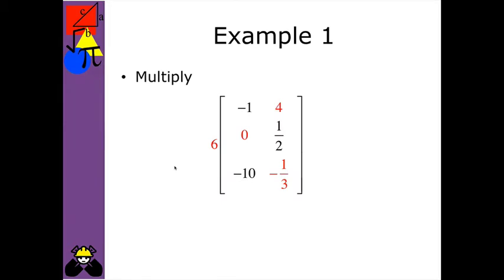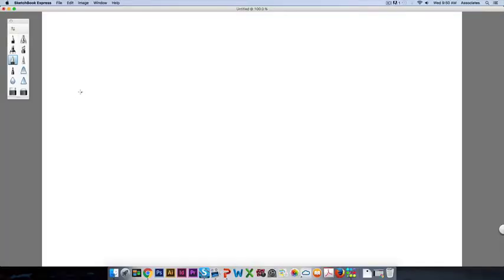So here's an example. I want to take 6 times the matrix, negative 1, 4. Row 2 would be 0, 1/2. Row 3 would be negative 10, negative 1/3. So let's go ahead and go to our slate. And I'm going to take 6 times the matrix, negative 1, 4. I've got 0, 1/2. And I've got negative 10, negative 1/3.